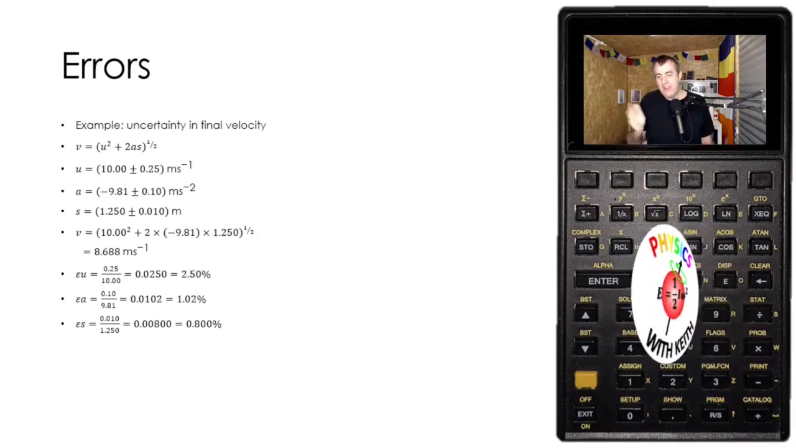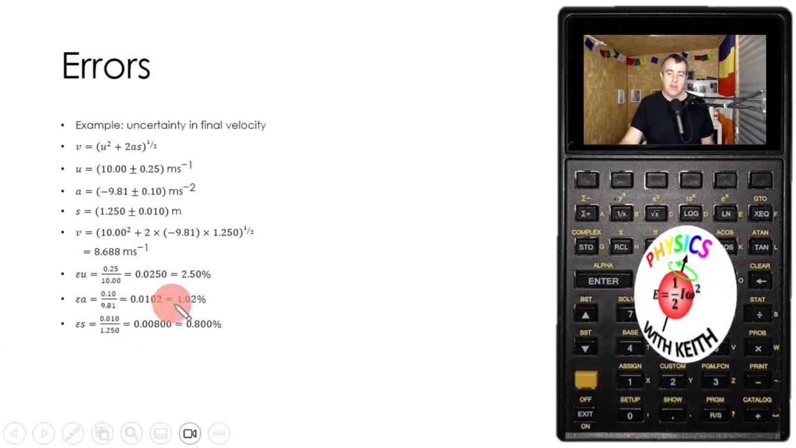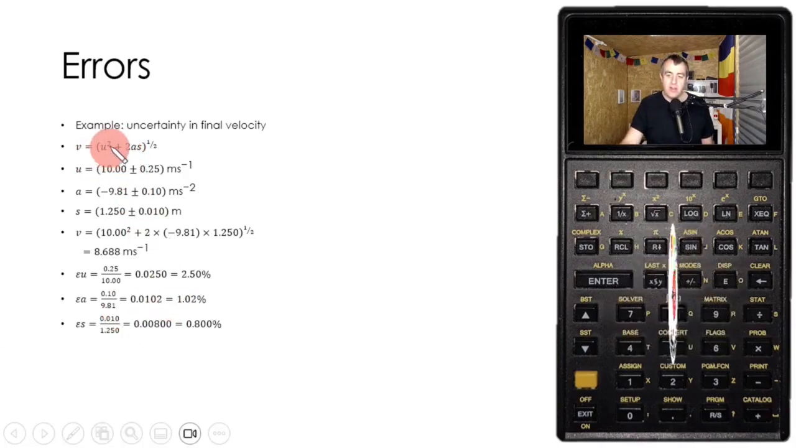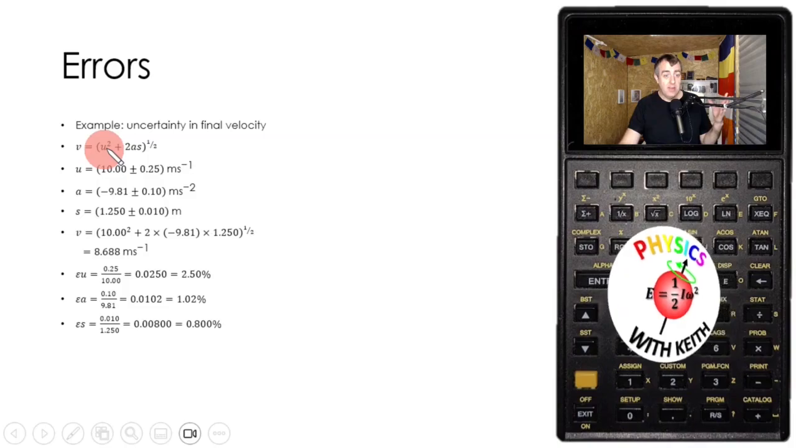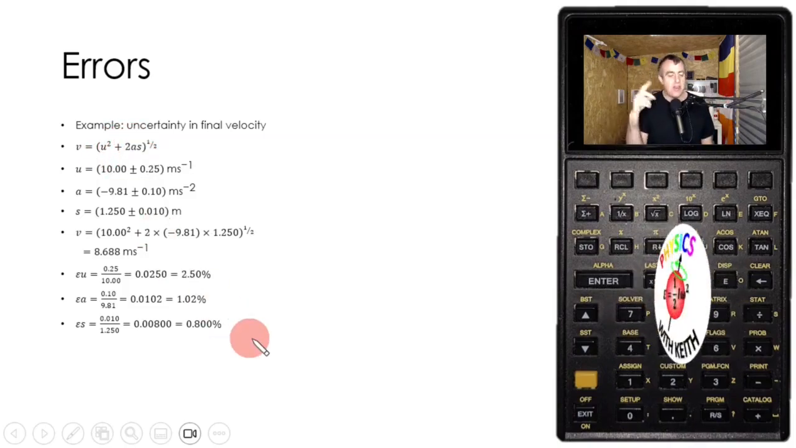Now what we can't do is just add them all together. That would not be correct. That wouldn't be correct at all, because if you look at the equation, the u is being squared, and then it's being added to 2as, and the uncertainty in the number 2 is 0.